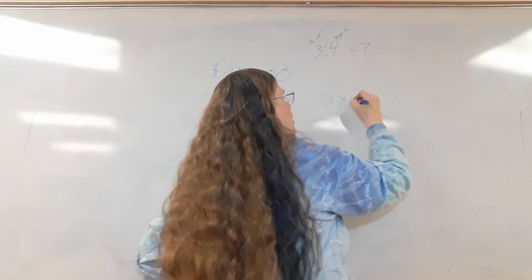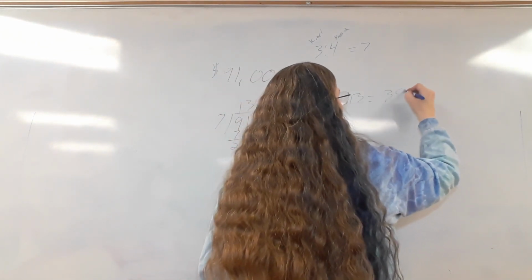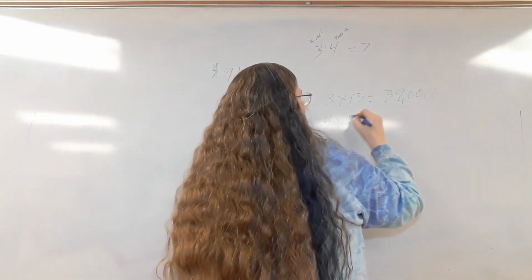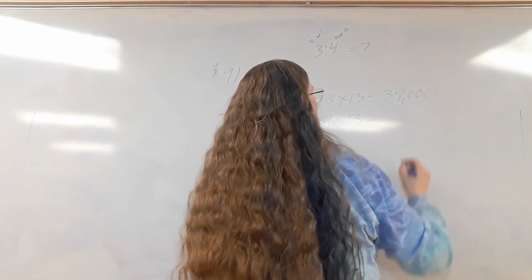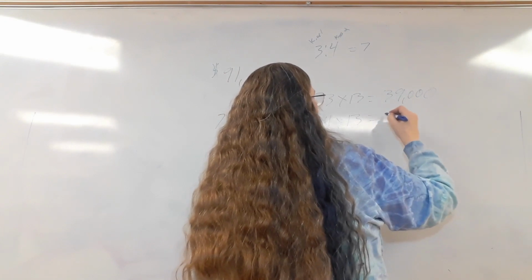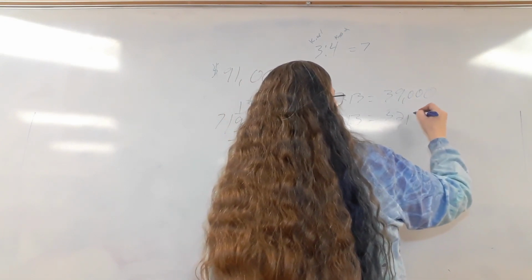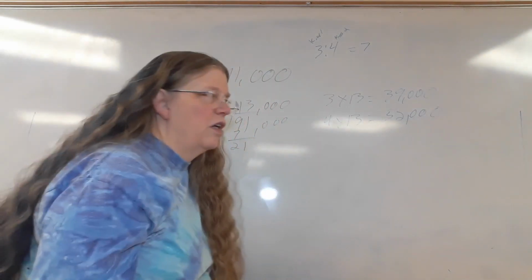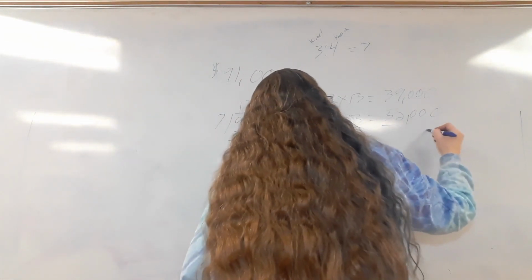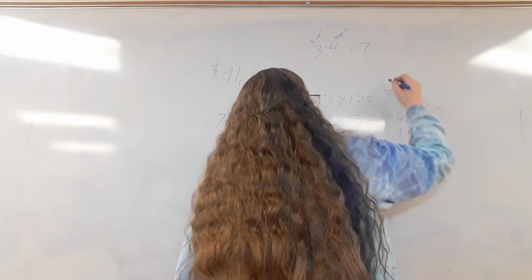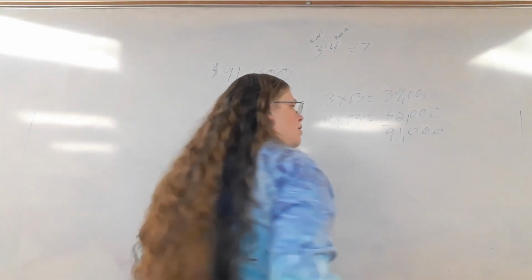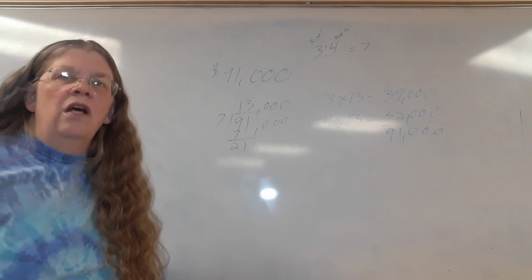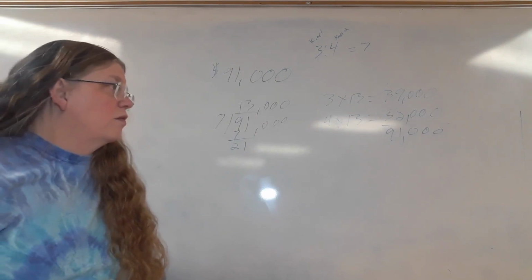Three times 13 is 39,000. 4 times 13 is 52,000. And if you add this up, you get 91,000. So that's how to handle proportions.